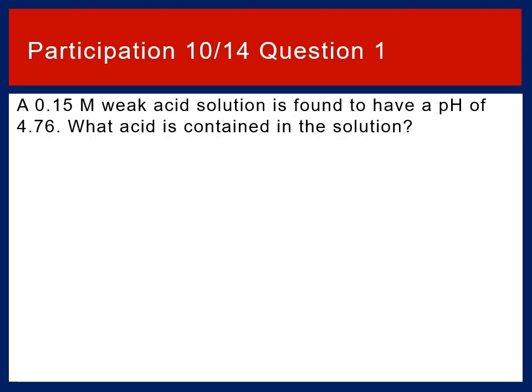Participation 1014, question 1. A 0.15 molar weak acid solution is found to have a pH of 4.76. What acid is contained in the solution? This is the first question on participation 1014, due Tuesday, October 14th at 11:59 p.m. over on Blackboard. The link to the assignment is right below the links to these videos. Again, a 0.15 molar weak acid solution is found to have a pH of 4.76. What acid is contained in the solution?